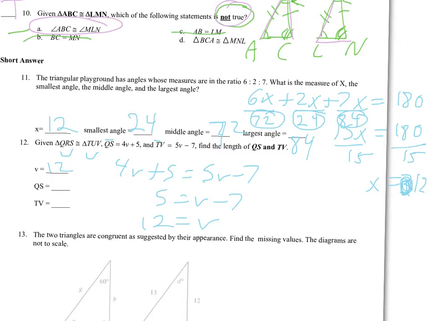Now, how do I find QS and TV? Well, I'm going to plug those in. So 4 times V, which we found to be 12, plus 5. 48 plus 5 is 53. And I do the same thing for the other one. 5 times V, which we said was 12, minus 7. That is 60 minus 7, which is also 53. They were congruent, so we should get the same answer for those.